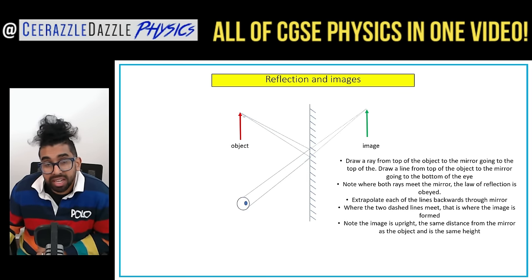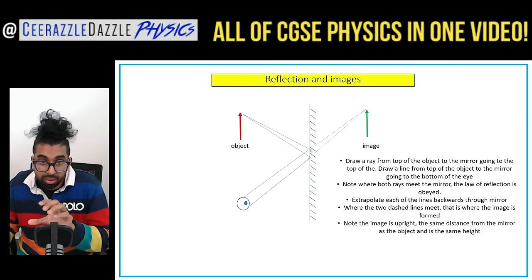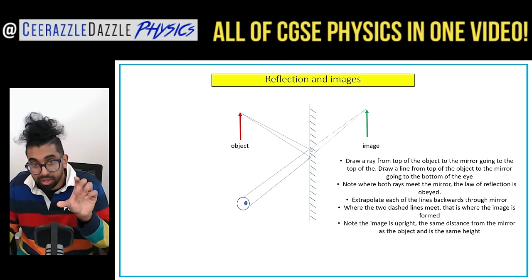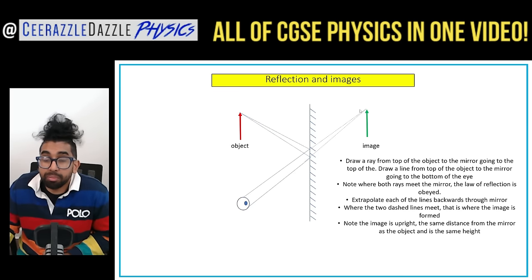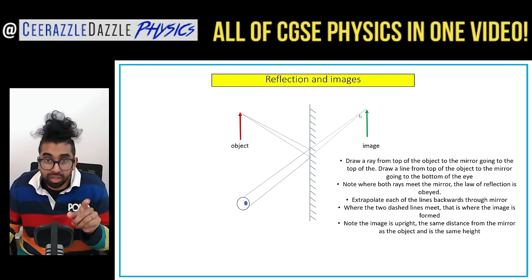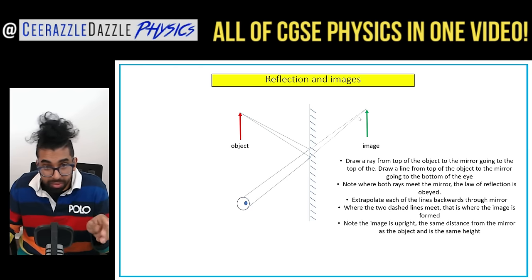What happens is, if you were to draw one ray of light from the top of the object, hitting the mirror, going directly into your eye, and you draw another ray of light going from the top of the object into the mirror, and going directly to the bottom of your eye, then you extrapolate these two lines, putting dashes all the way back through the mirror. They would both meet at one point, and that is where the image is formed. This is a tricky concept. Make sure you try it with a piece of paper and a pen because you need to get this right for the exam.